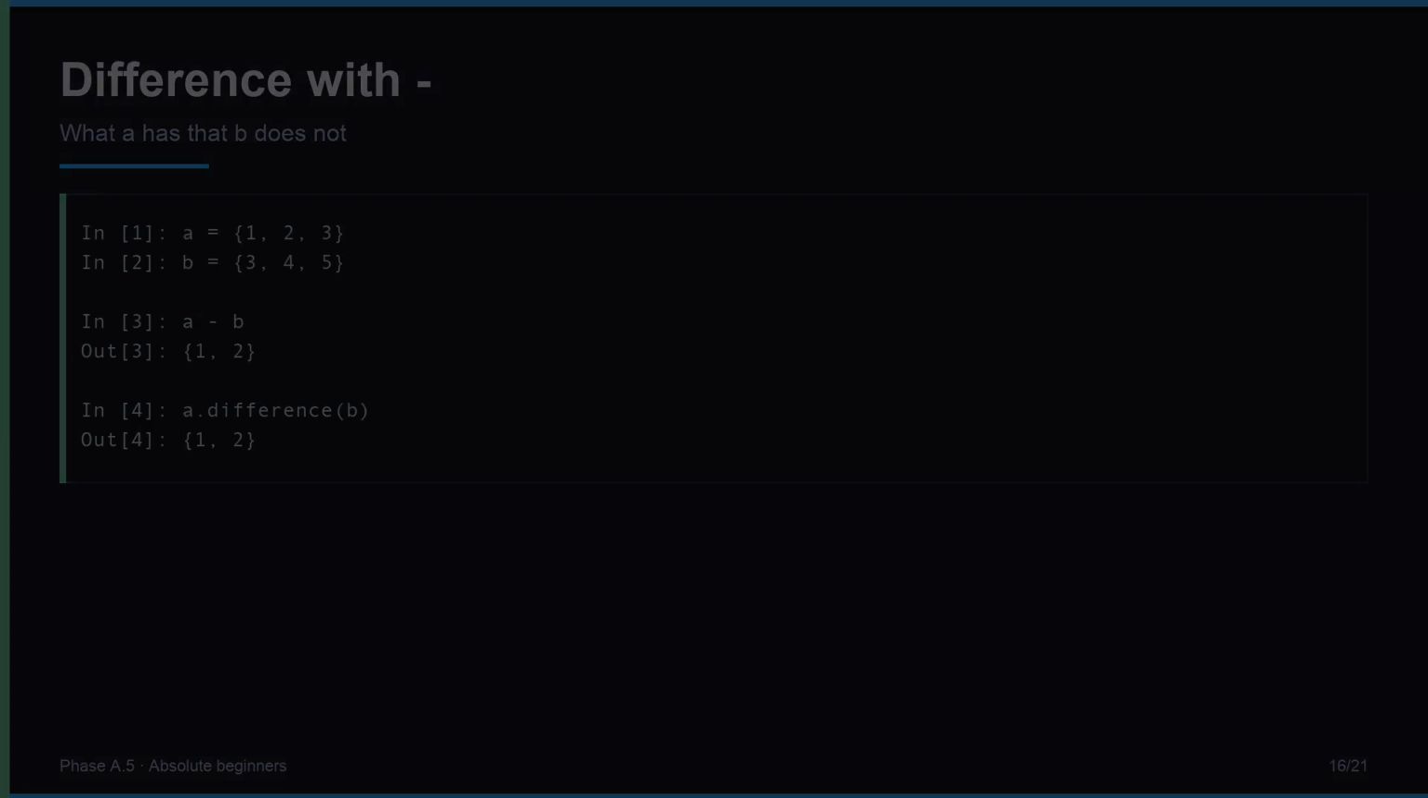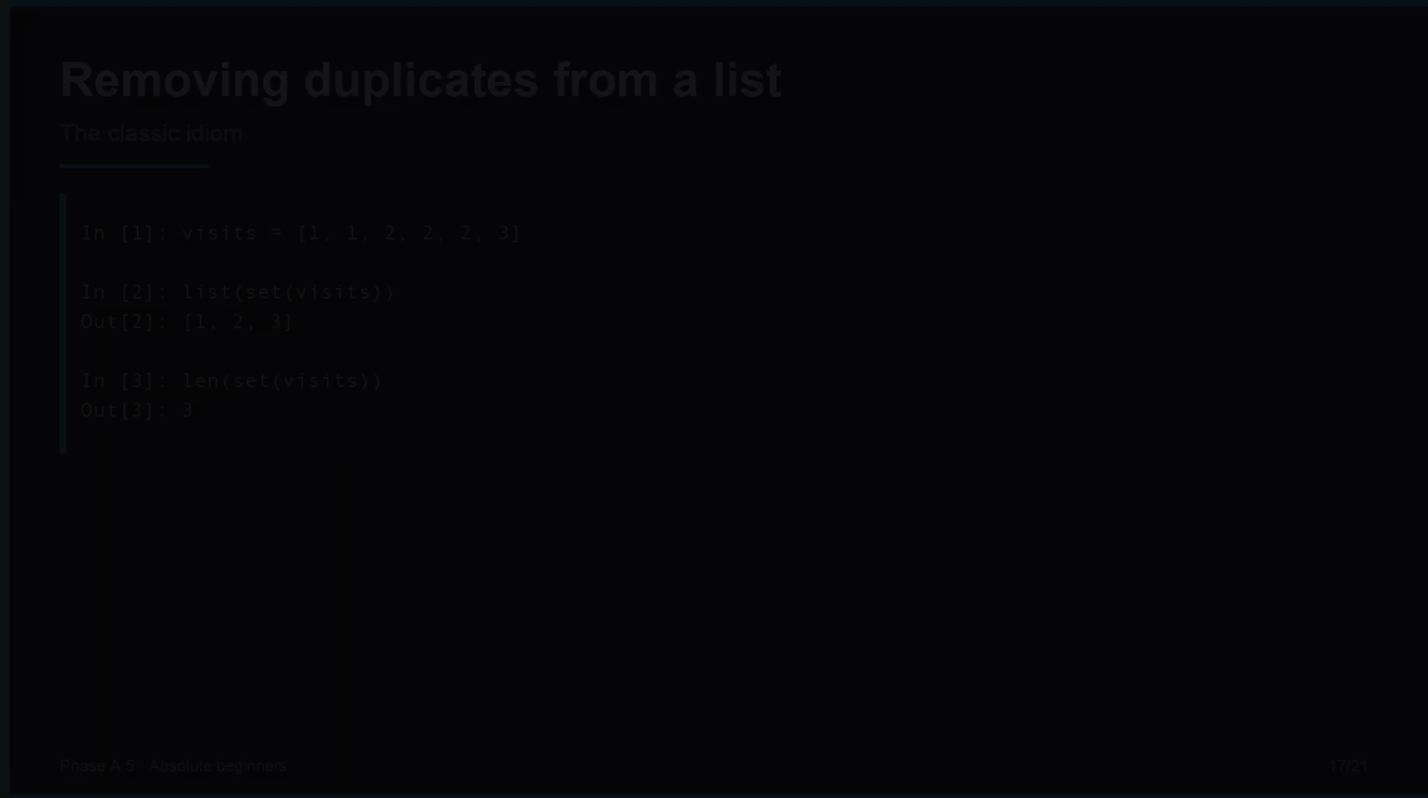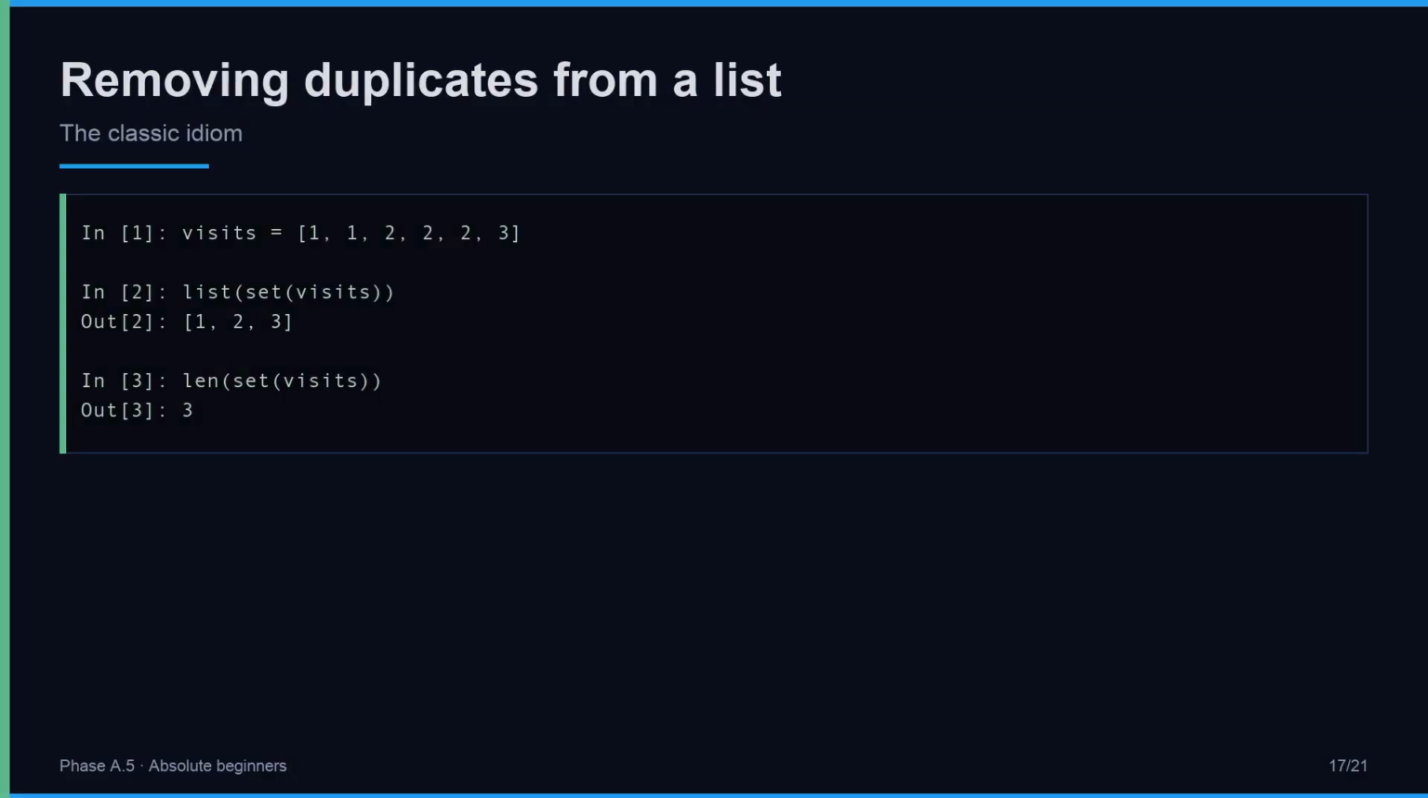The AND of sets. The minus sign is difference. A - B gives the values that are in A but not in B. 1 and 2 are in A, not in B, so they survive. 3 is in both, so it is removed. The result is 1 and 2. Spelled out, a.difference(b). Order matters here, unlike union and intersection. A - B is not the same as B - A. Difference answers, what does A have that B does not? A minus B.